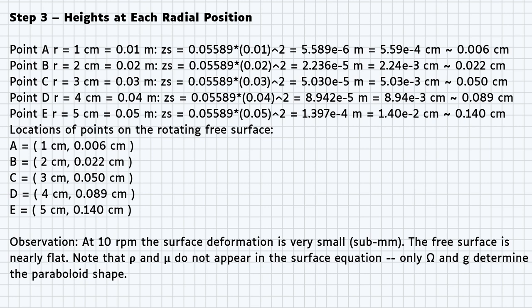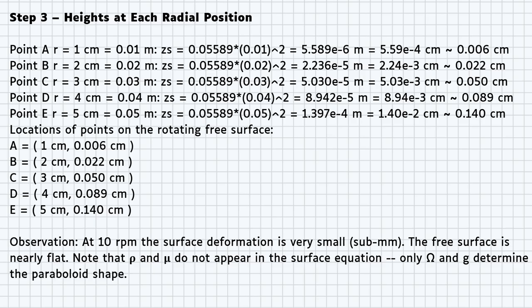Now we compute the height at different radial positions from 1 centimeter to 5 centimeter. From the results, we observe that the height increases very slightly as we move outward. The values are extremely small, in the millimeter range. So the conclusion is that at low speeds like 10 rpm, the free surface appears almost flat.